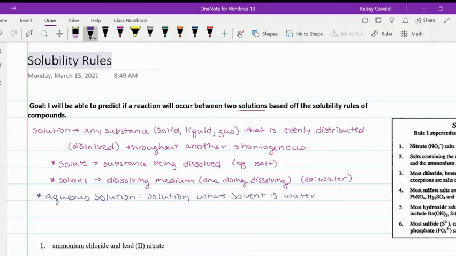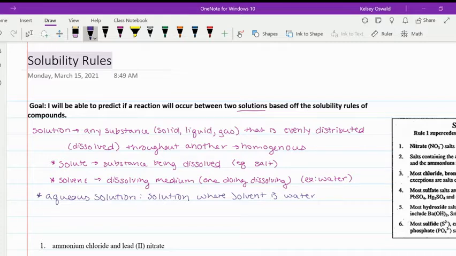So the first part of the goal is that we will be able to predict if a reaction will occur between two solutions. A solution, again, is any substance that is evenly distributed or dissolved throughout another, so it's a homogeneous mixture. That solution is made up of two parts, our solute and our solvent. Our solute is our substance being dissolved, like our salt, and our solvent is our dissolving medium or the substance doing the dissolving, such as water.